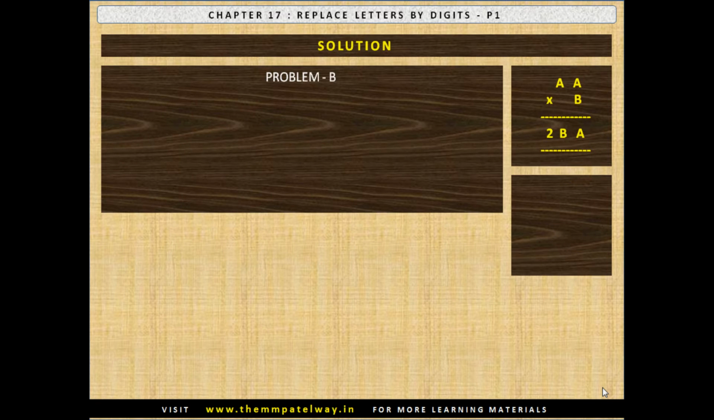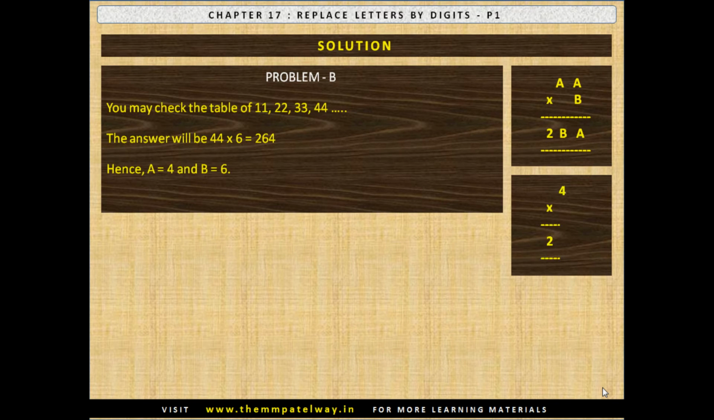Now let's see the second problem. It was AA into B equals 2BA. Now here we may check the table of 11, 22, 33, 44 and so on, and we get the answer 44 into 6 equals 264. Hence, A is equal to 4 and B is equal to 6. Now, if you want to think, you can think of a better logic also.